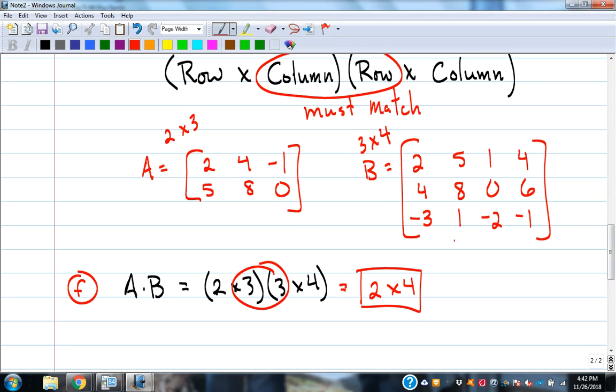Again, I don't recommend that you multiply this by hand. If you want to know how, I can teach you how. It's just taking 2 times 2, 4, plus 4 times 4 is 16, plus -1 times -3 is +3. So 4 plus 16 plus 3 would be 4 plus 16 is 20, 23 is the first piece. That's just one answer. You've got to do 2 by 4, so that's just the first element in the first row.